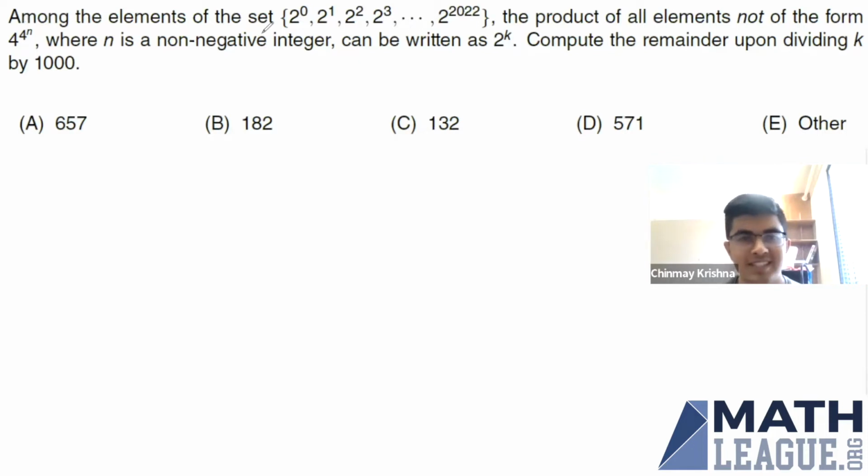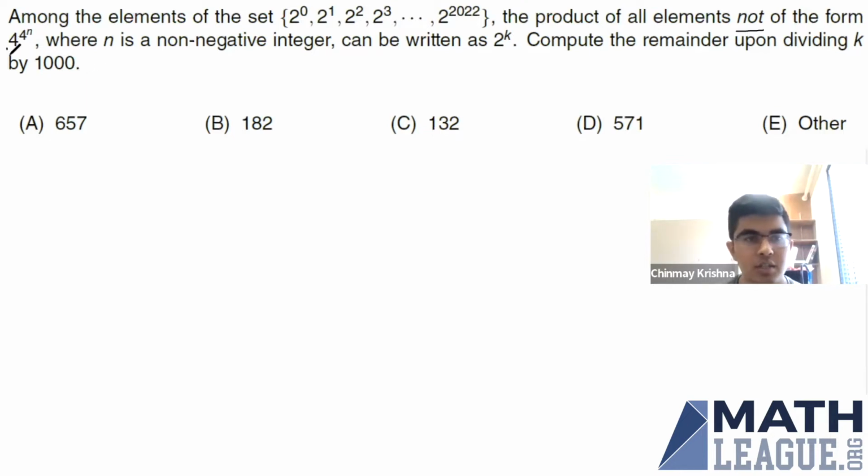Among the elements of the set 2 to the power of 0, 2 to the power of 1, 2 to the power of 2, 2 to the power of 3, all the way up to 2 to the power of 2022, the product of all elements not in the form 4 to the power of 4 to the power of n, where n is a non-negative integer, can be written as 2 to the power of k. It's asking us to compute the remainder when we divide k by 1,000. So basically asking for the last 3 digits.